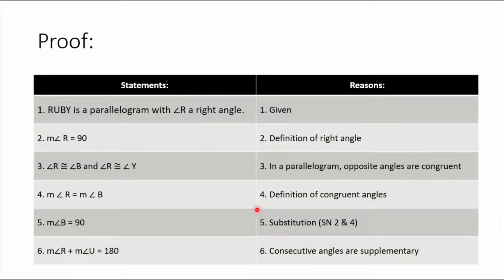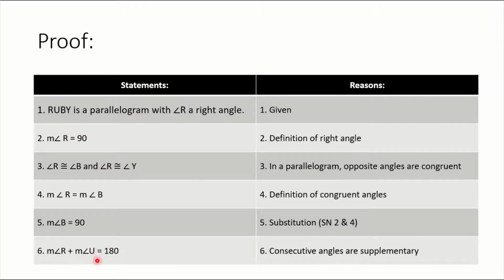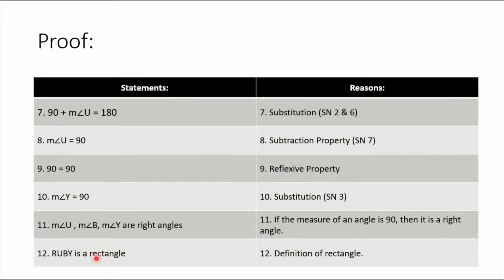Ayan. So, next tayo. Number 7. 90 plus the measure of angle U is 180. The reason is by substitution of statement number 2 and number 6. Since ang sabi sa statement number 2, angle R is 90. So, 90 plus the measure of angle U, which is yung number 6, no? So, yun yung reason niya, no? Consecutive angles are supplementary. So, 90 plus the measure of angle U is 180.